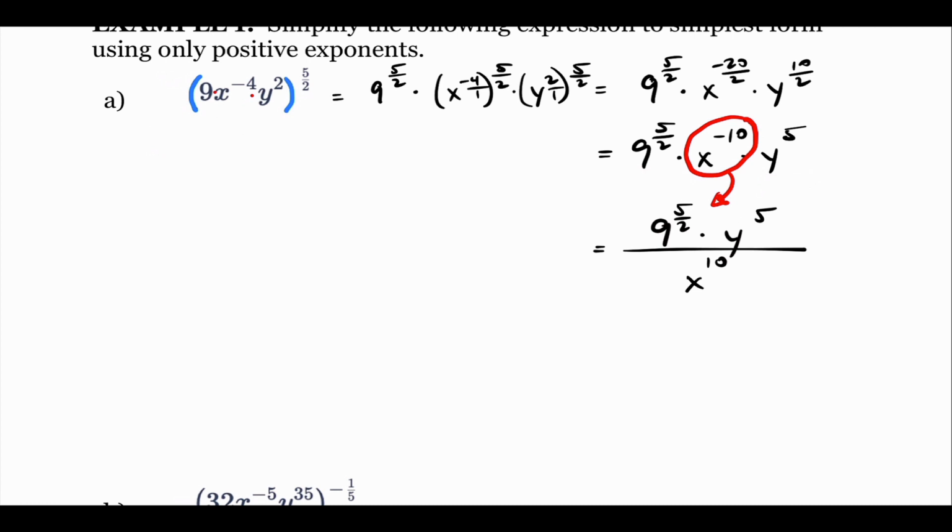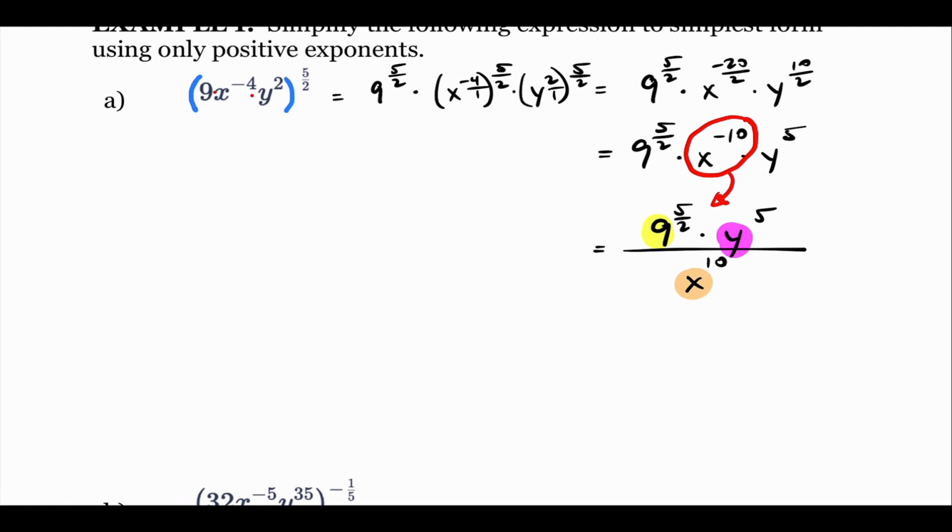Same bases. Do I have the same base anywhere? Base is the big number. Well, let's see. I have a 9 as a base, y as a base, and I have x as a base. Are any of those the same? Nope. So I can't do step 3. Okay. The last thing is simplify.